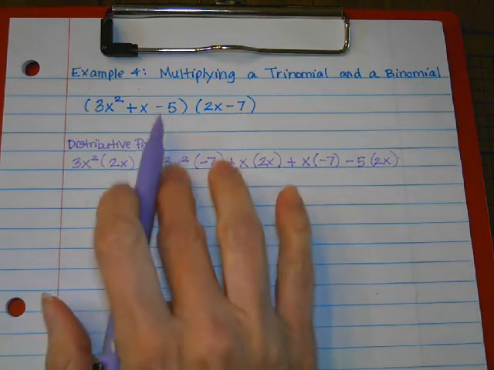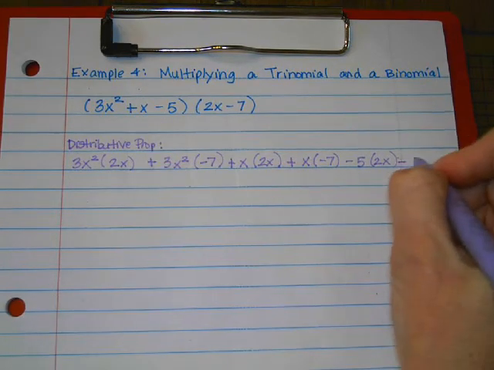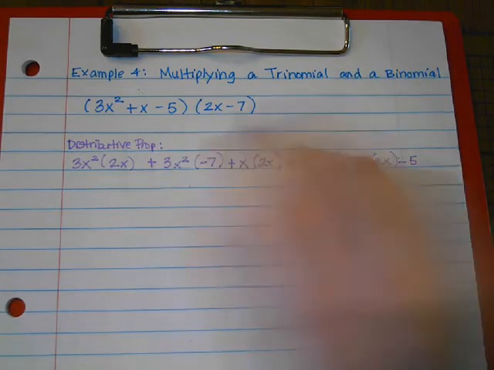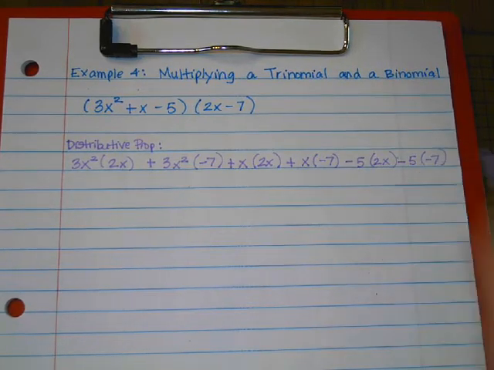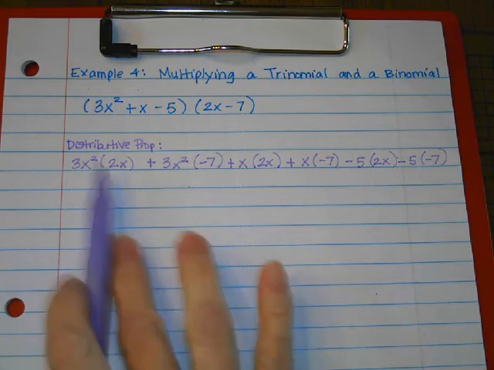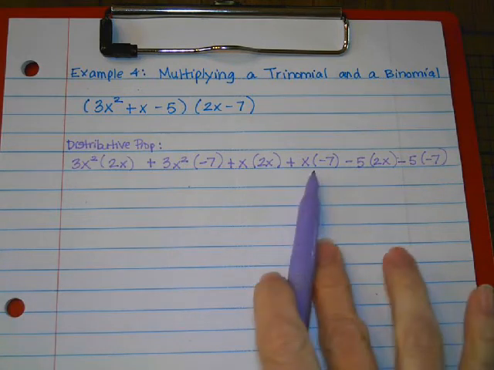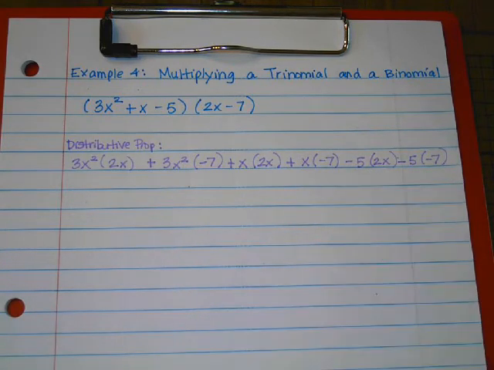And then I'm going to take my negative 5 times my negative 7. Alright, so now we've got 1, 2, 3, 4, 5, 6. So now I'm going to go ahead and do all those multiplying to make sure everything works good.